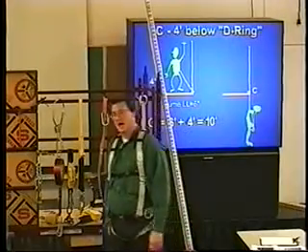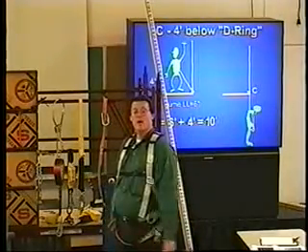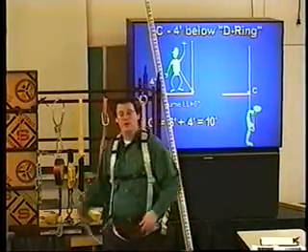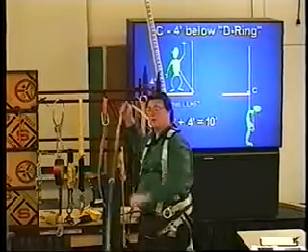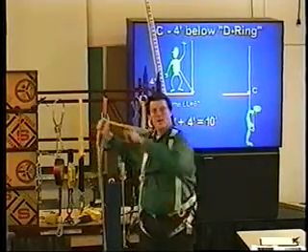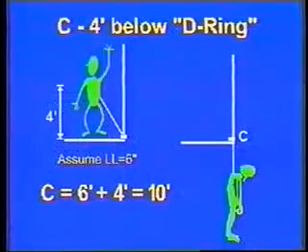At the base of the column. Now my anchor point is approximately 4 feet. Here's my D-ring. The anchor point is 4 feet below. Now watch the fall distance.